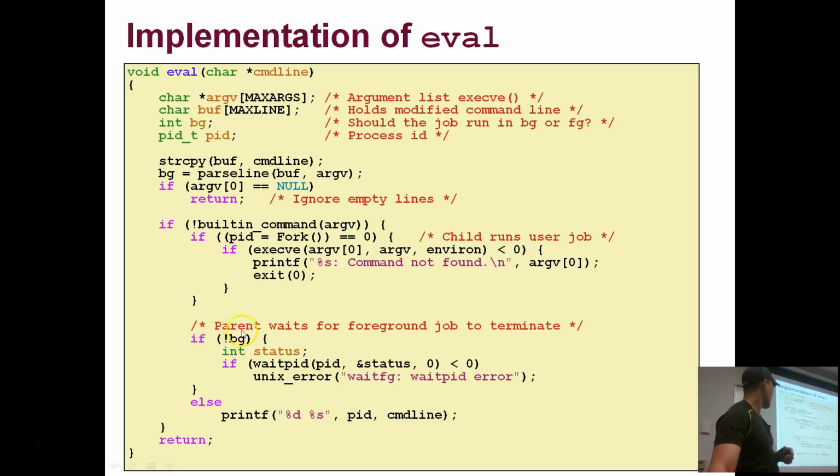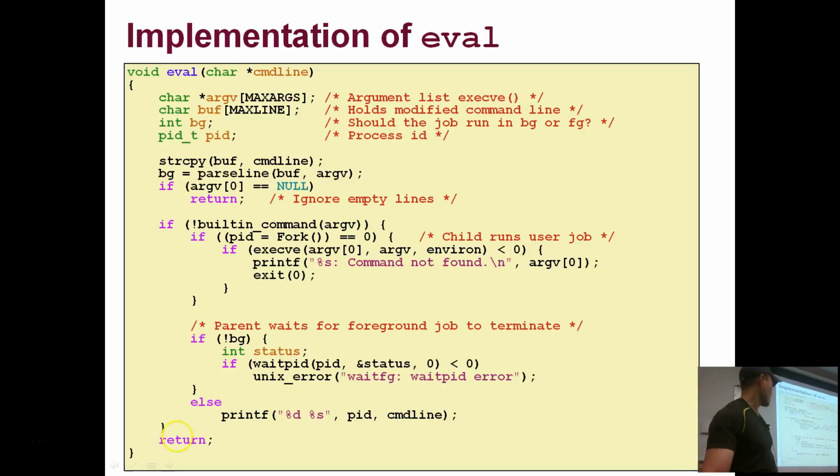If the parent decides not to put it in the background, so if you are launching that command and waiting for it to finish, then what you will do is a waitpid on that. You save the PID of the child, and then you can explicitly wait for that child to end, and then you can reap it and return, and then go to the next command.